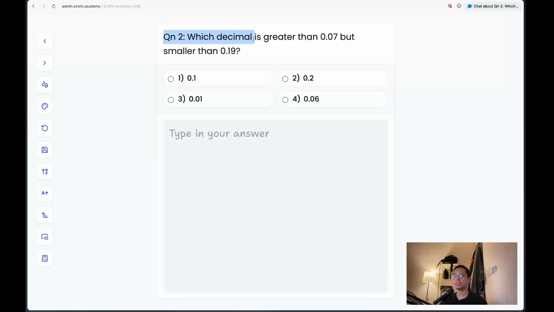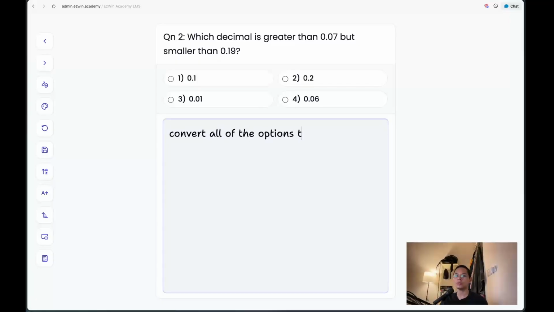Question number 2. Which decimal is greater than 0.07 but smaller than 0.19? So in this case, we want to convert all of the options to two decimal places. For that, option 1 will be equal to, we put 0.1 to 0.10. Then for option number 2, this will be 0.2, will be 0.20.